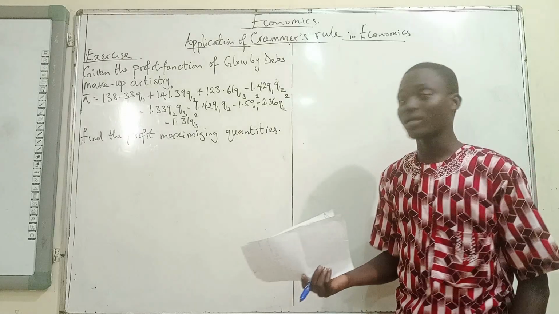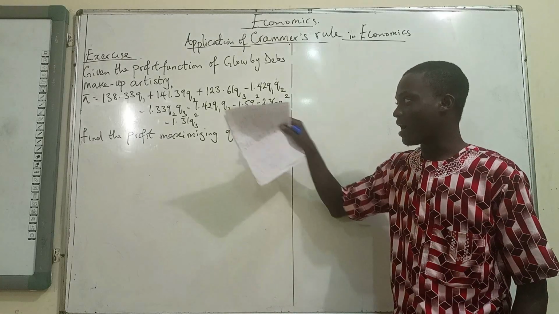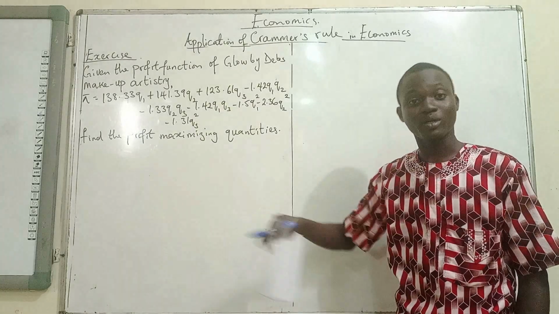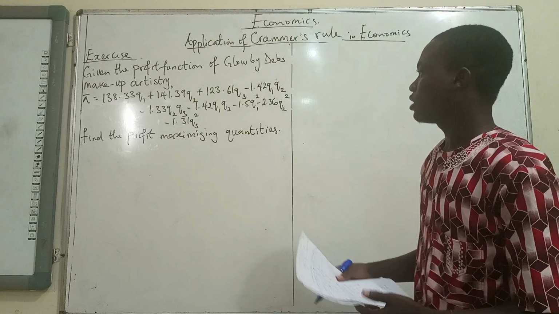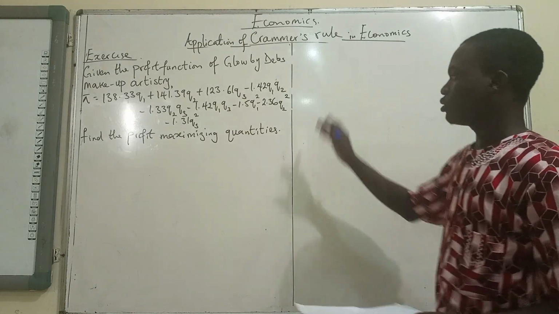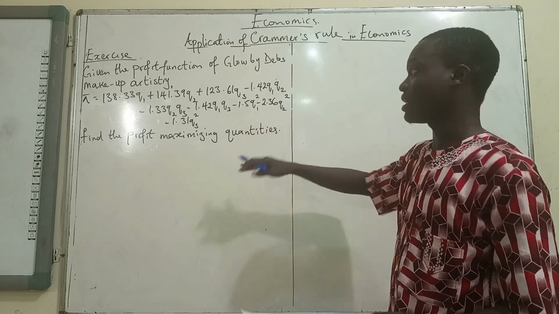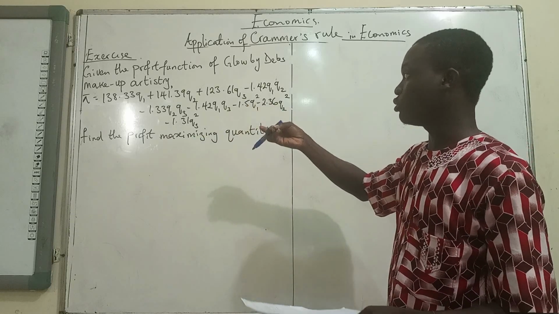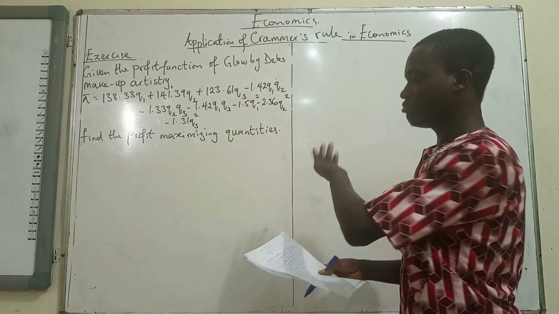But that's where we found ourselves, and we are going to have an assignment similar to this at the end of the video. I would not be rubbing off this profit function because I need it for that, so that you practice on your own too. So how do we find the answer? The question says you find the profit maximizing quantities. That is, we are looking for Q1, Q2, and Q3. It's not a big deal.